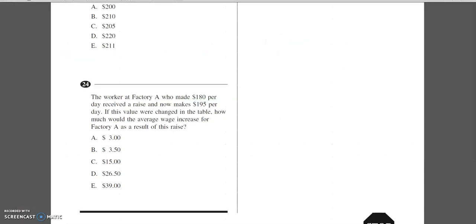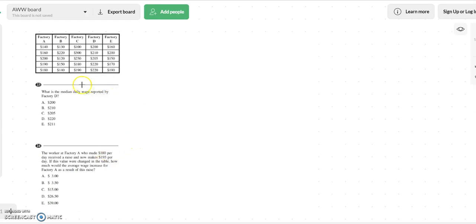Okay, number 24. You have to read this one very, very carefully to figure out exactly what's going on with it. What you have to look at is it says the worker at factory A who made 180 a day received a raise and now makes 195 per day. If this value were changed in the table, how much would the average wage increase for factory A as a result of this raise? What they're saying here is that only one person, the person who received the $180, this one right here, is the only one that got a wage increase, okay?